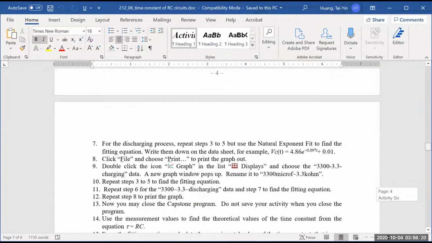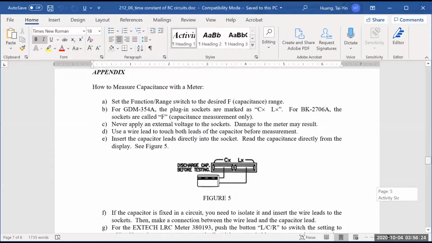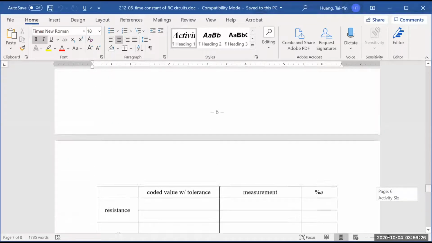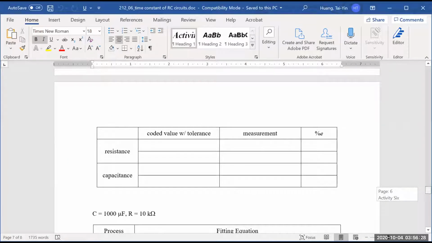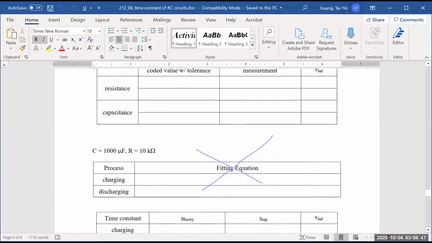You still want to read the analysis part just to get a better idea, but for the data you'll be given, there are a little bit of changes. First of all, you're not going to do this, so you don't have to fill out this part because the capacitance value will be given. During this data analysis, you'll still be doing these two circuits.